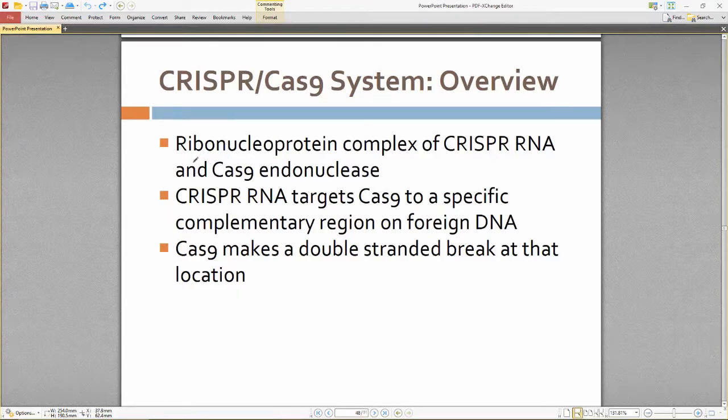It's a ribonucleoprotein complex of CRISPR RNA and the Cas9 endonuclease. A very bare bones explanation of what it does is that CRISPR RNA targets Cas9 to a specific complementary region on a foreign DNA, and then Cas9 will make a double-stranded break at that location. This is the basic overview of what the CRISPR-Cas9 system does, but the effects or the uses can get a lot more specific.